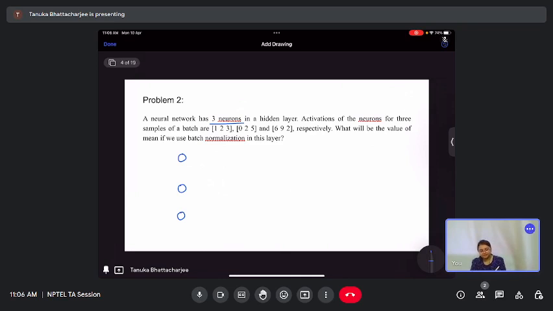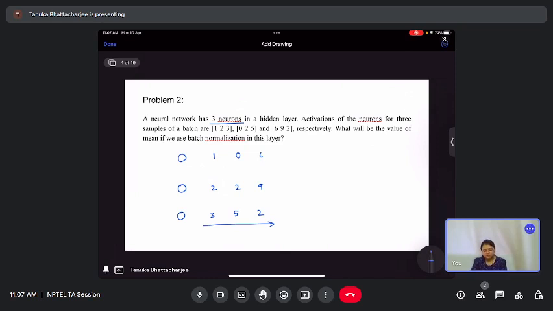For the first sample, the output of the 3 neurons, or the activation values, are 1, 2, 3. For the second sample, they are 0, 2, 5, and for the third sample, they are 6, 9, and 2. Now we want to do batch normalization in this layer, so the question is what will be the value of the mean. In batch normalization, we compute the mean along the batch dimension, over all the samples of the batch. Here there are 3 samples.